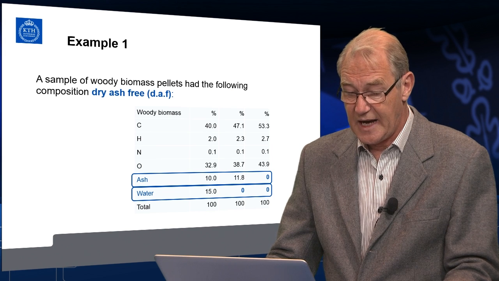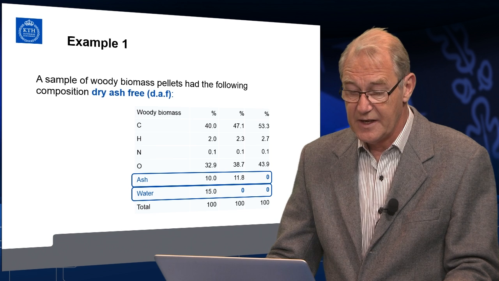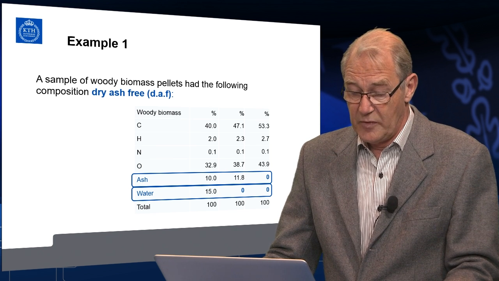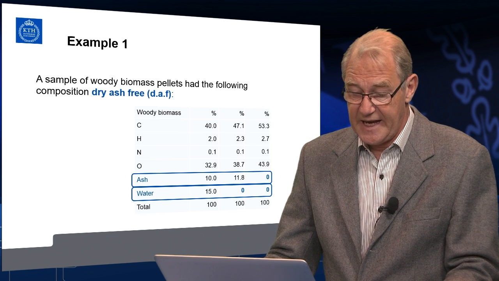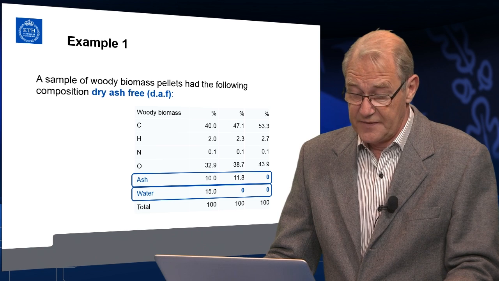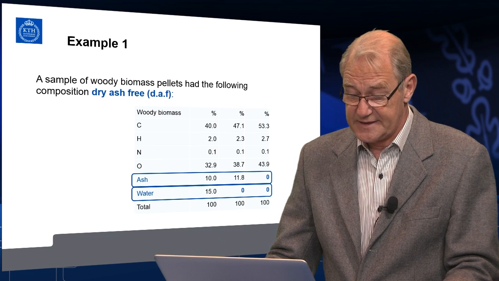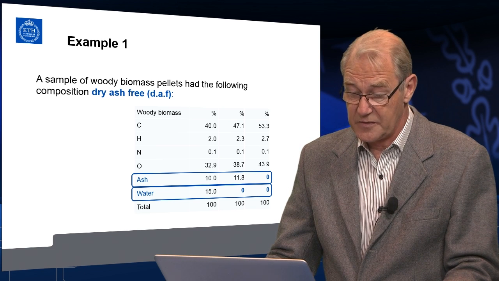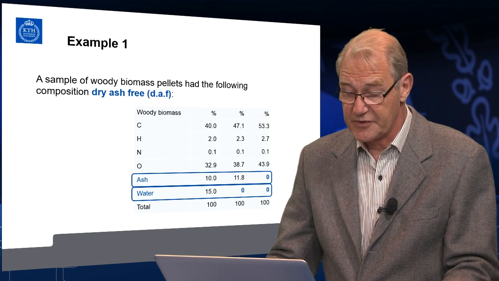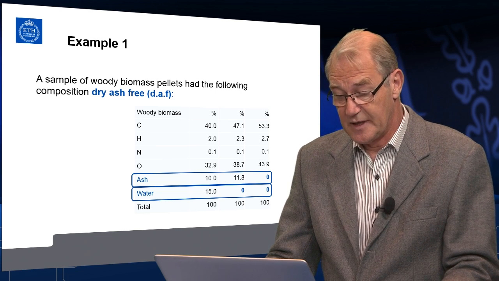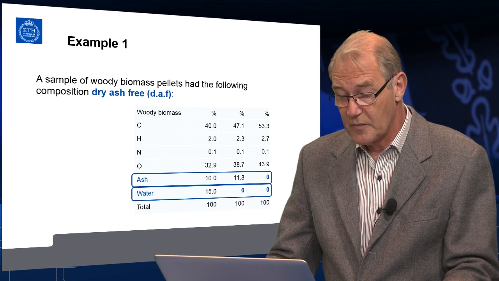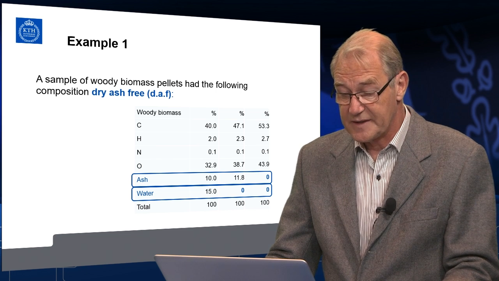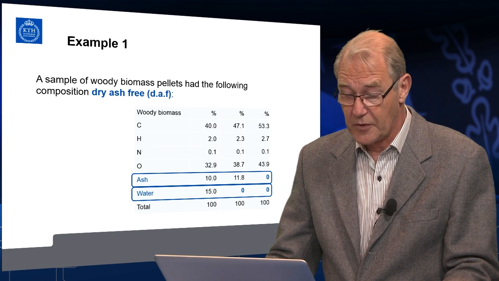And we also have dry ash-free composition, abbreviated as DAF. In this case, you can see the ash is 0, and now the carbon content has raised to 53.3%, compared to in the wet samples, which only was 40%.